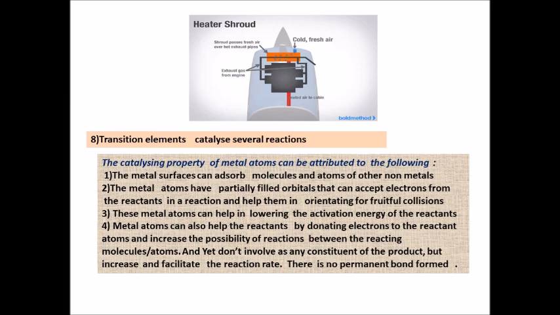This is a shroud. You can see the shroud where it passes fresh air over hot exhaust pipes. The cold fresh air is allowed from the shroud inside and it cools the engine over here.